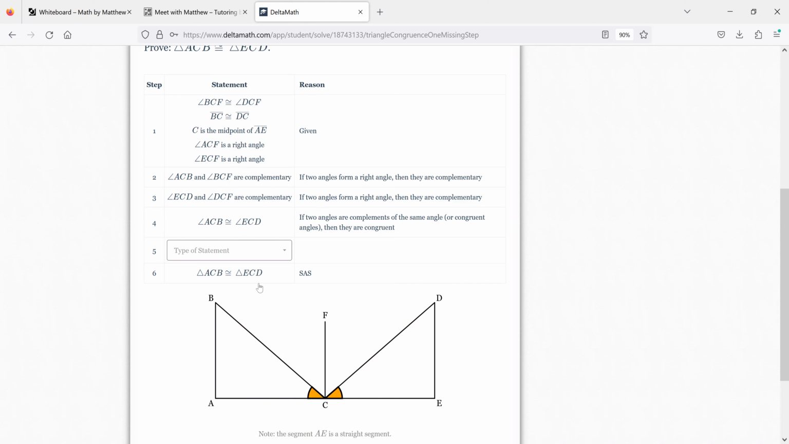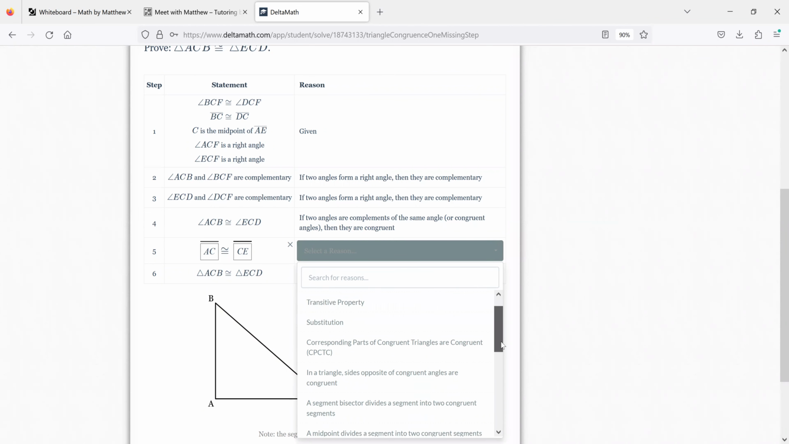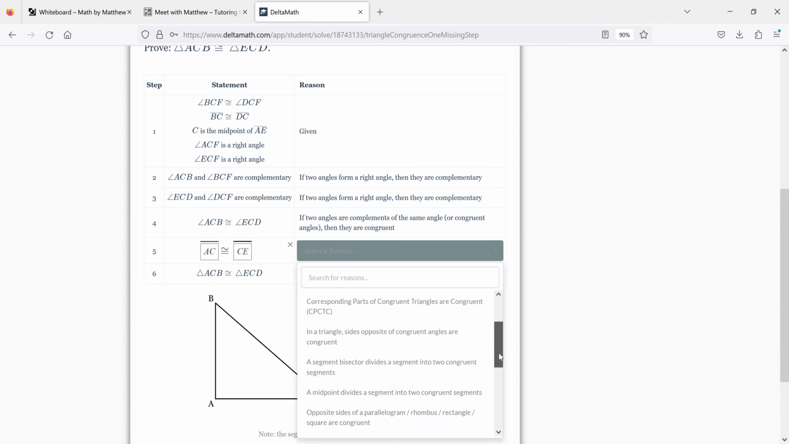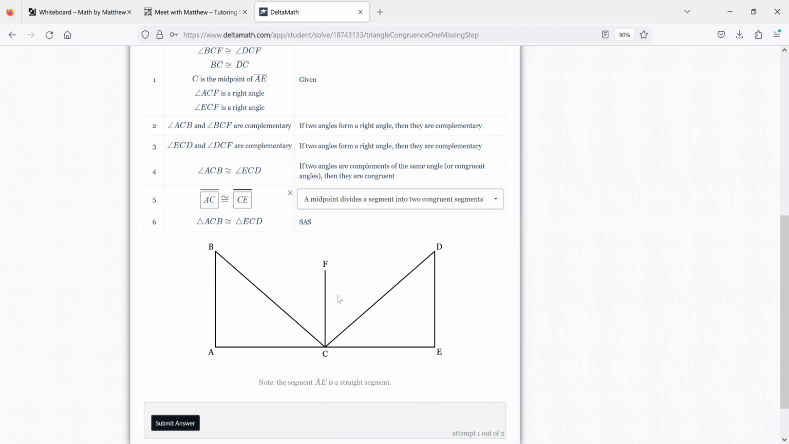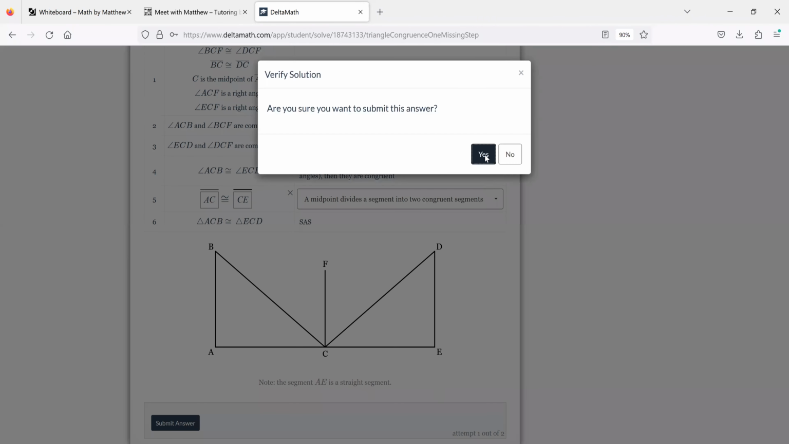So our goal is to prove the triangles are congruent. And we know that we have an angle and then we have one of the sides. So we need the other side. We need to know that AC is congruent to CE, and that appears to be what's missing here. Now the reason. See how it comes from this midpoint. C is the midpoint. Midpoint divides the segment into two congruent segments. See if that's correct here. And it is. Okay.